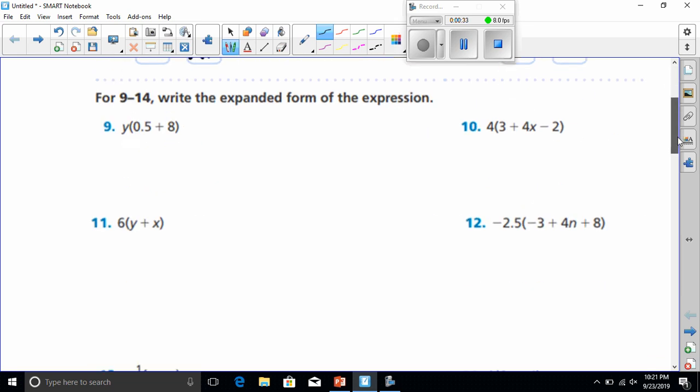Let's go to number 9 now. Write an expanded form. Well, this is going to be y times 0.5, and we're going to be adding that to y times 8. And if I do that, I have 0.5y plus 8y. And since my variables are the same, I can combine that, and that's going to make 8.5y.